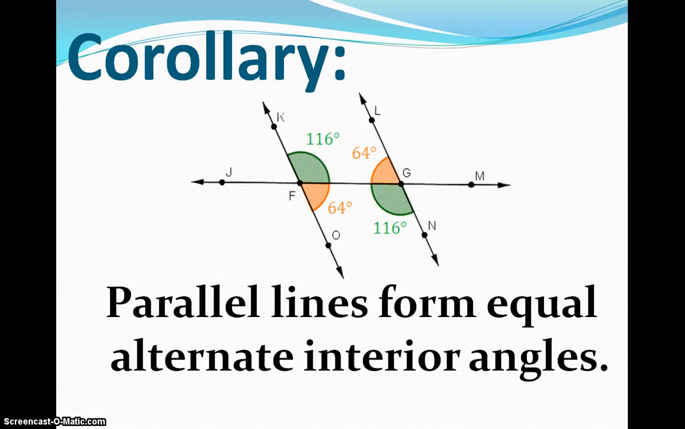First corollary, which comes from the theorems that we have, is parallel lines form equal alternate interior angles. Again, we had the flip of it, which was alternate interior angles made the lines parallel. Well, now I know that the flip of it is true as well. If I know that KO is parallel to LN and I have my transversal of JM, I know that this angle here, KFG, and NGF are equal to each other. The two greens are equal to each other, and the two oranges are equal to each other as well, because they're on the inside. They're not on the outsides here. They're on the insides of my parallel lines, and they are on alternate sides.